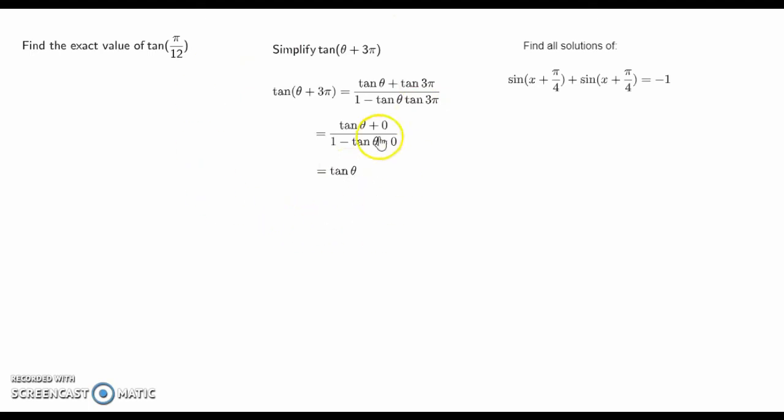So this is a fairly easy problem. You just have to recognize that it falls into our sum and difference formulas, and you just plug it into the formula and simplify.